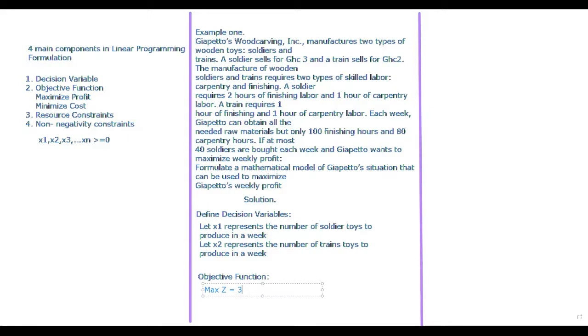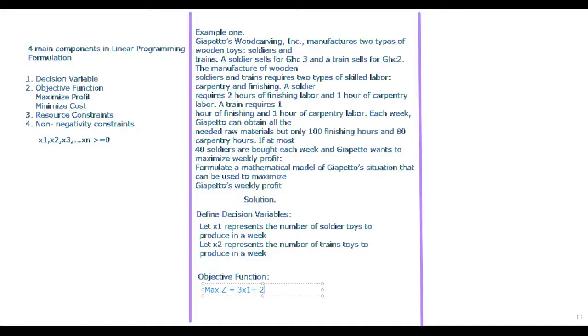X1. All right, thank you. So X1 plus the selling price of what? Train toys. I mean, one unit, because we are saying a train sells for 2 Ghana cedis. So we are going to use the unit selling price. You get it? So the unit selling price for train toys is what?